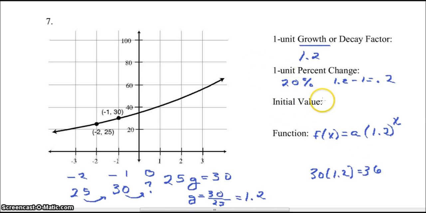So that must be our initial value, which means our function is 36 times 1.2 to the x.